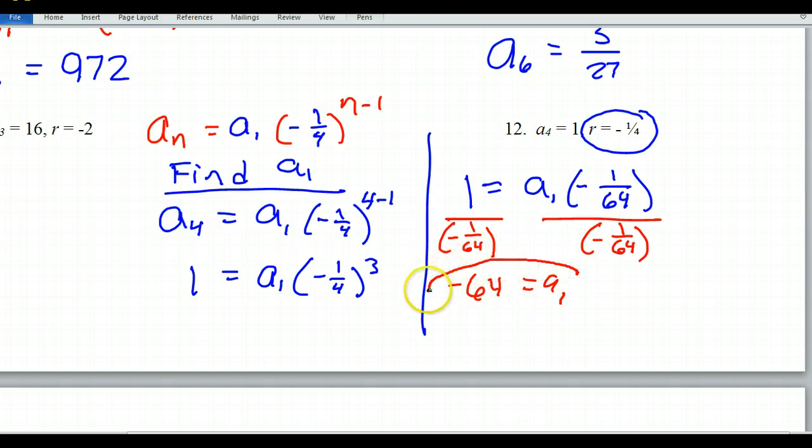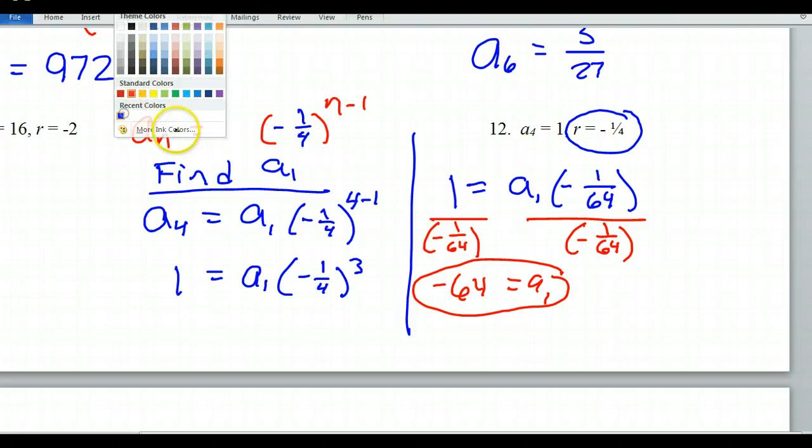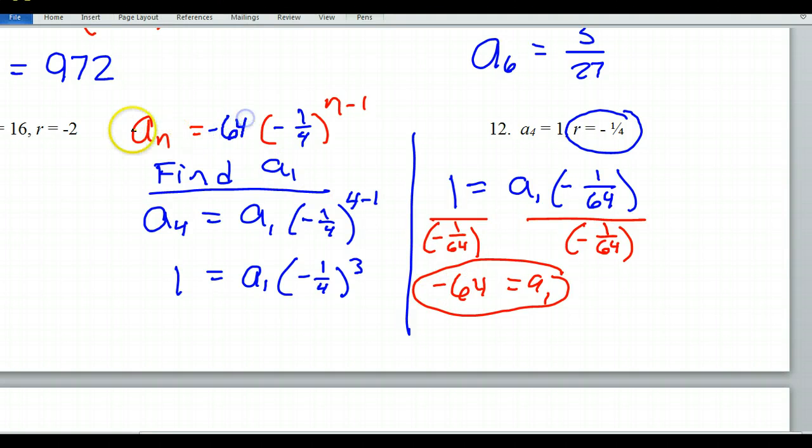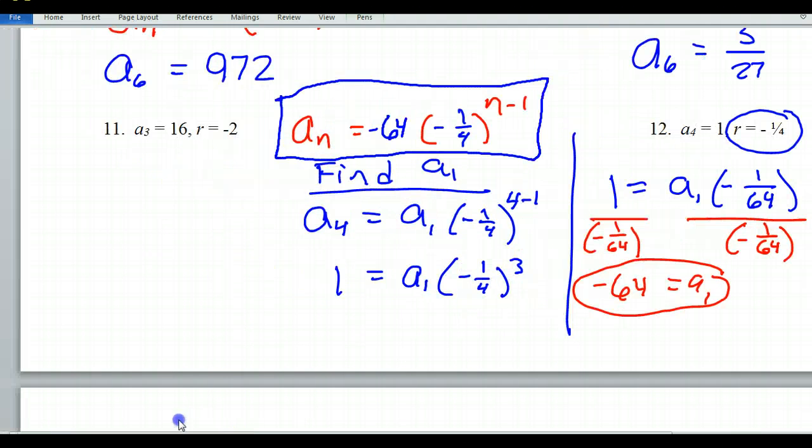So look, we have both of the things we need. We needed the r value and we needed the A1 value. We've got them both. So now we should be able to write the equation. I'll just go back to the beginning. Now that we know what A1 is, we can just put it in. A1 is negative 64. So this is the rule that we were looking for. We just needed these two values, and now we have it. Again, the last thing we need to do is find out what A6 is. I think I'll just do that over here.